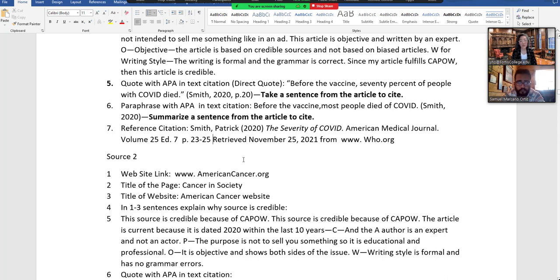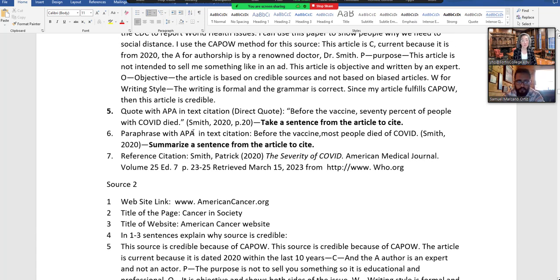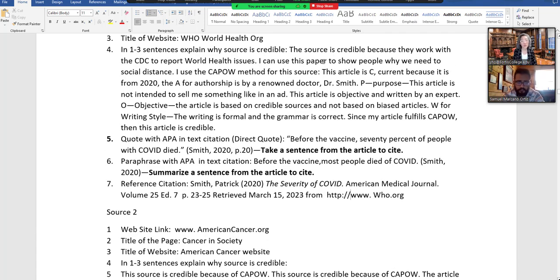Then retrieved, today's date, which is no longer February 25th, so you can tell when this was written. So then it becomes March 15th, 2023, from www. whatever website, which should have an HTTP here, something like that. And so that's your full reference citation. And that's basically the whole thing for one source.